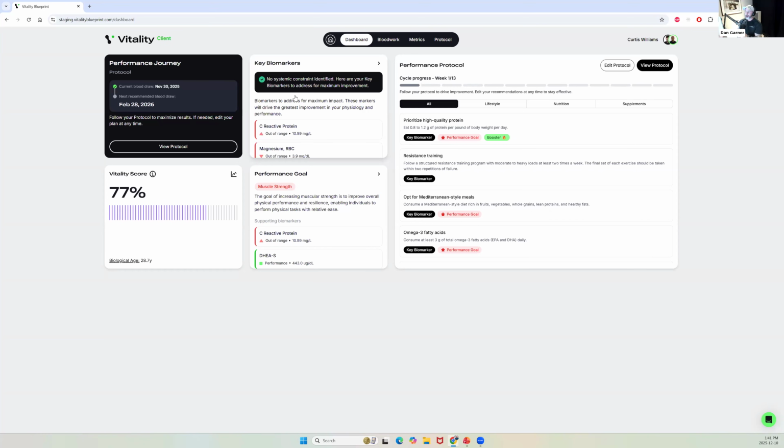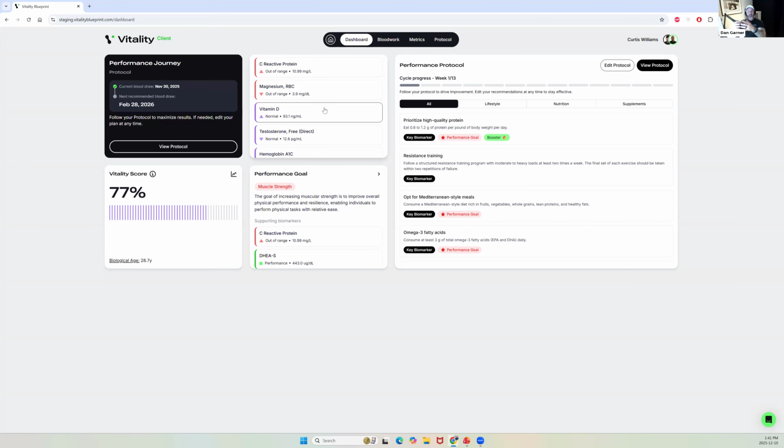However, what is important to call out is that because you don't have a key constraint, you will still be recommended to work on the next highest ROI key markers. We're still maximizing ROI here and not just doing a plethora of random things that may or may not work. So this is a really good example, actually. Curtis did not have a systemic constraint, a cluster associated to one physiological narrative, but he did have elevated C-reactive protein, so he's inflamed. He also has clinically low magnesium status.